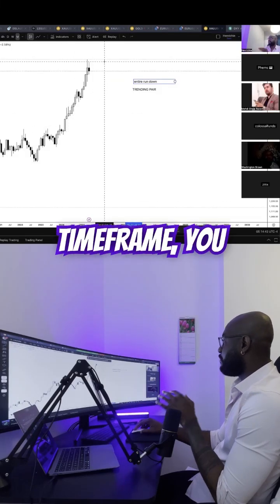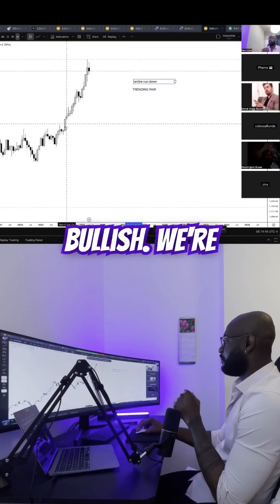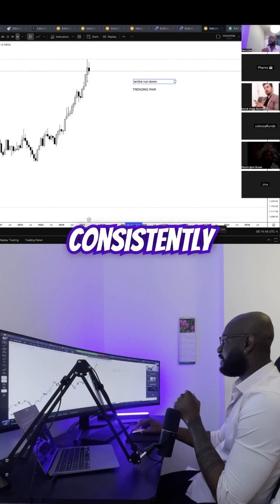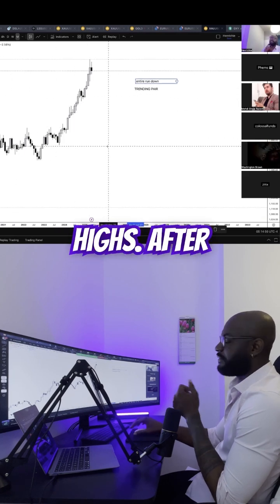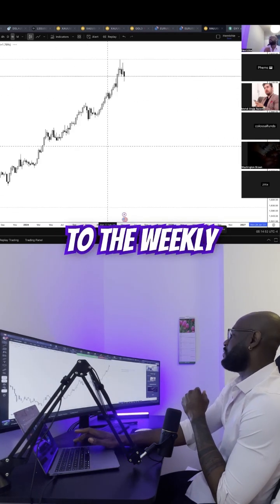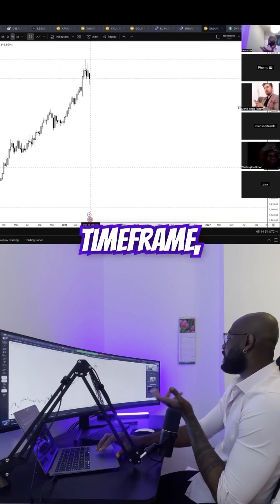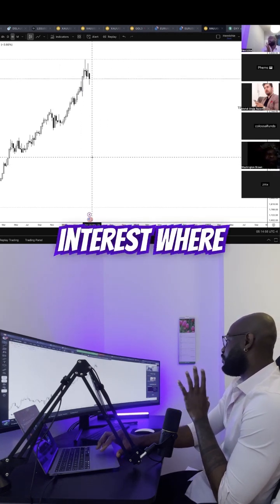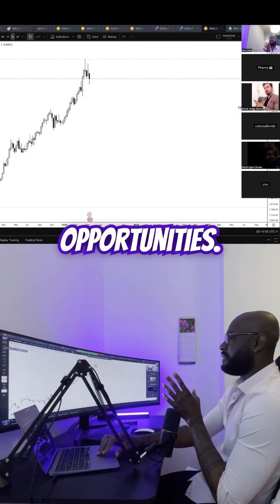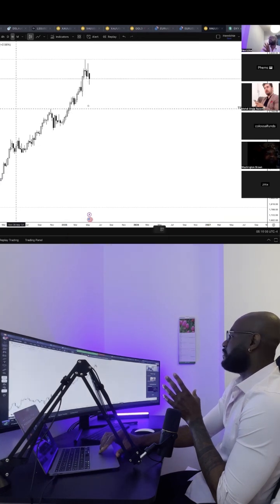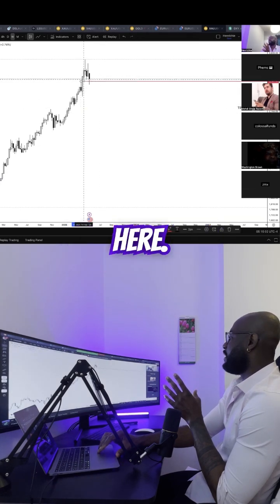Looking at the monthly time frame, you can already see that we're bullish. We're literally consistently creating new all-time highs. After that, the next thing I'm doing is going straight down to the weekly time frame. And on the weekly time frame, what I'm trying to derive is the point of interest where I'll be looking for buy opportunities. And already we have a fair value gap resting right here.